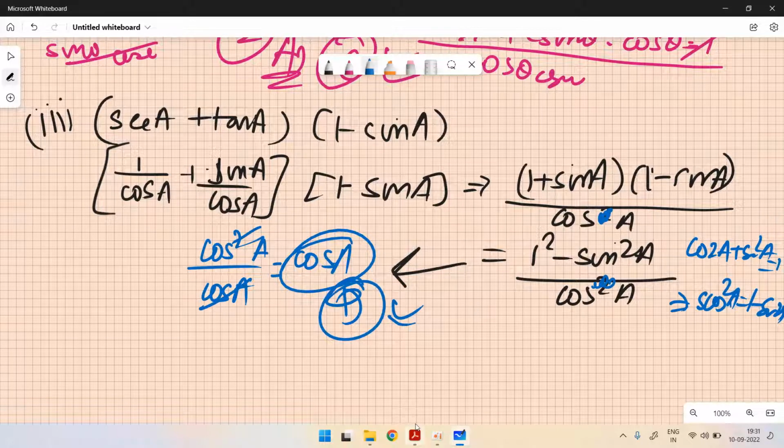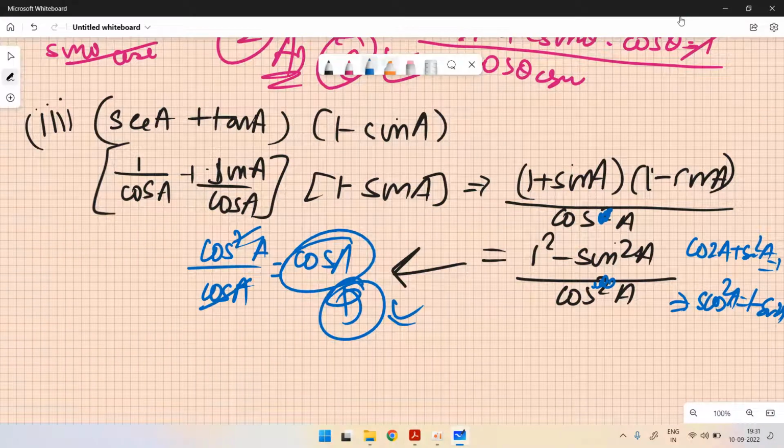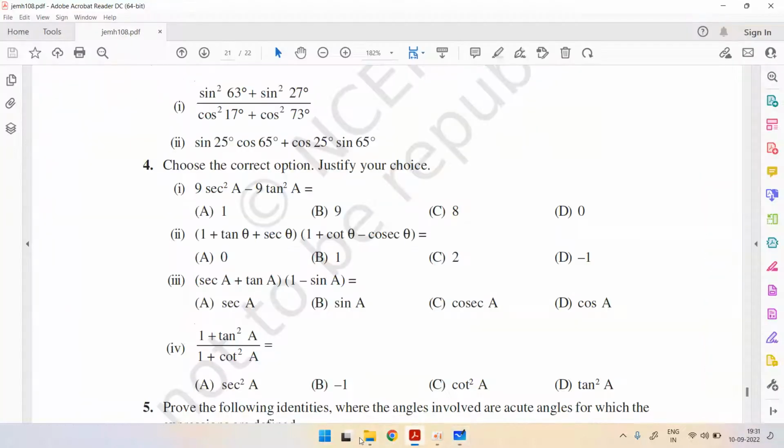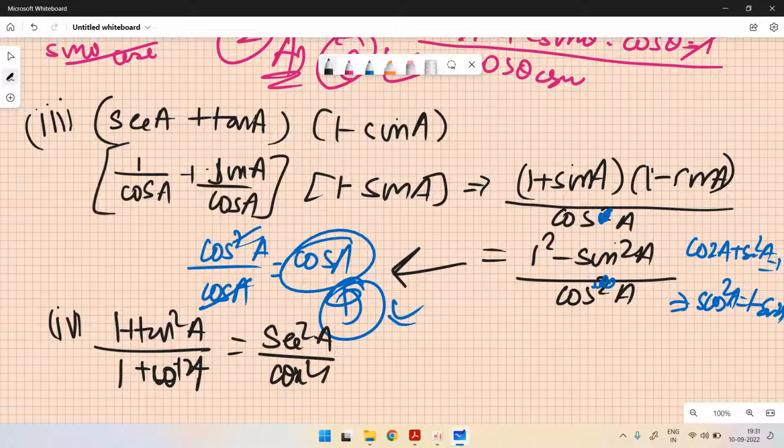Option D is correct. So the next part is the fourth, 1 plus tan square a by 1 plus cot square a. Secant square a and this cot square a. By the formula, you know that 1 plus tan square a is secant square a, and 1 plus cot square a is cosecant square a.